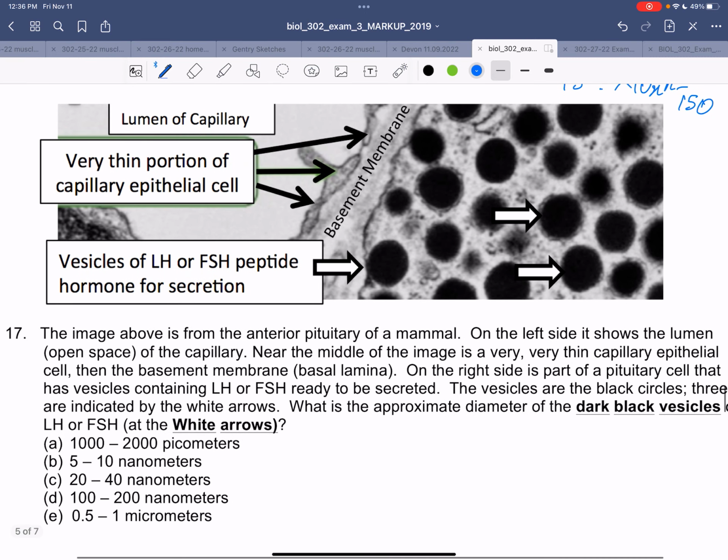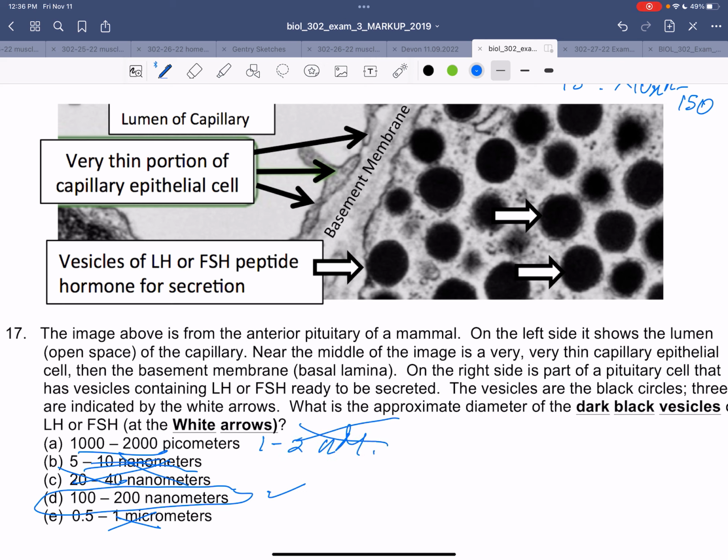Which one of these comes closest? And down here, 100 to 200 nanometers, that comes closest. This one is well below. Micrometers is off. 1,000 to 2,000 picometers is 1 to 2 nanometers, so that is off. 5 to 10, too small.